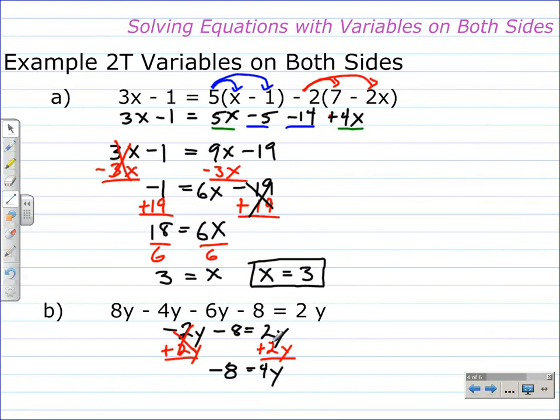And then finally, we use the division property of equality to divide both sides by 4. I'm running out of room, so I'm going to continue this up here. Negative 8 divided by 4 is negative 2. And 4y divided by 4 leaves us y. Turning that around, we have our solution y is equal to negative 2.